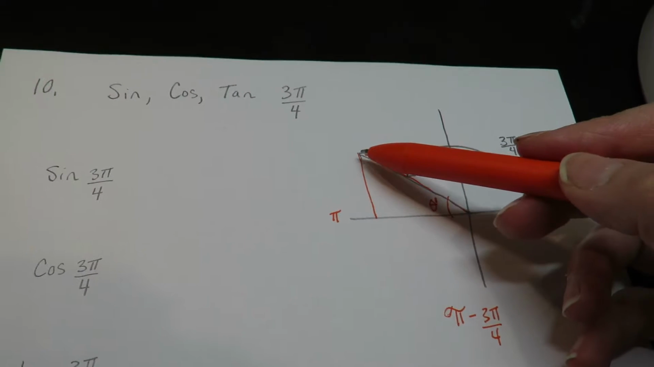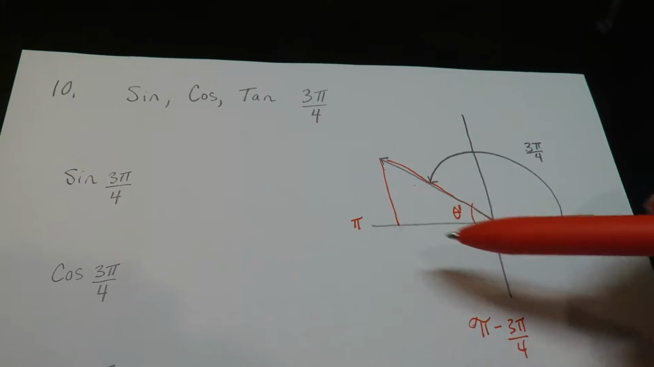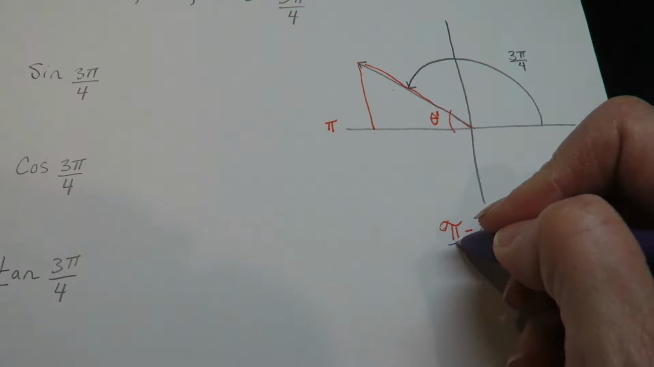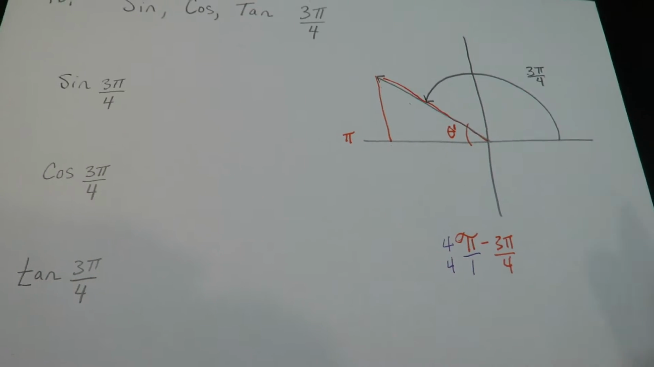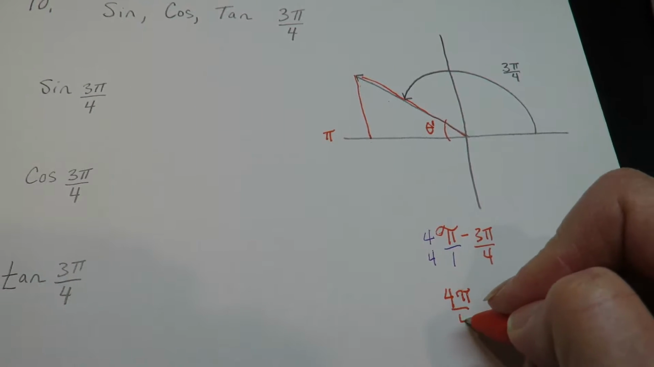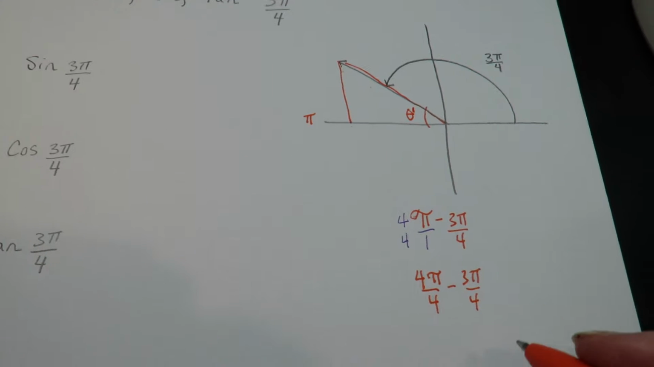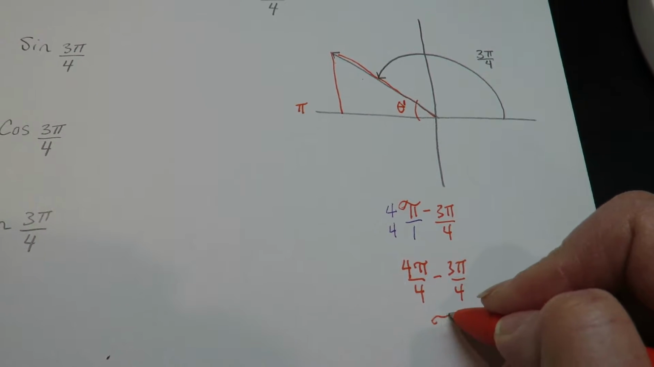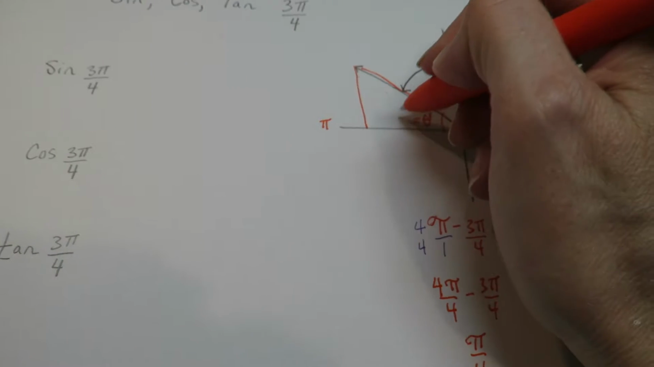Okay, so again, the reference angle is going to be the difference between 3 pi over 4 and pi. So let's go ahead and calculate what that difference will be. This is a fraction, so we can go ahead and get an LCD. Okay, and then 4 pi over 4 minus 3 pi over 4 is pi over 4. So that means that our reference angle is pi over 4.